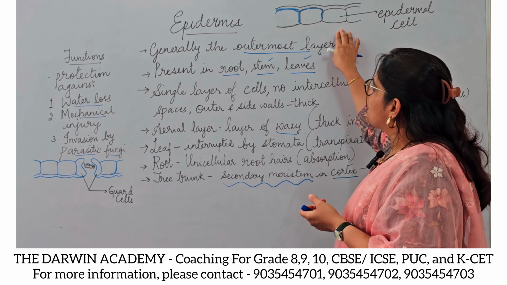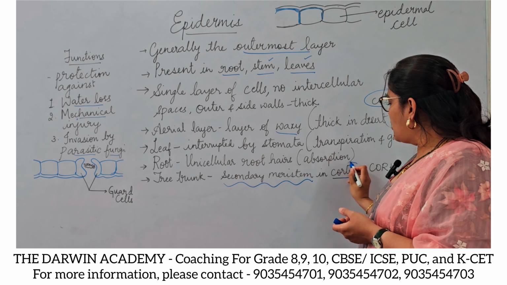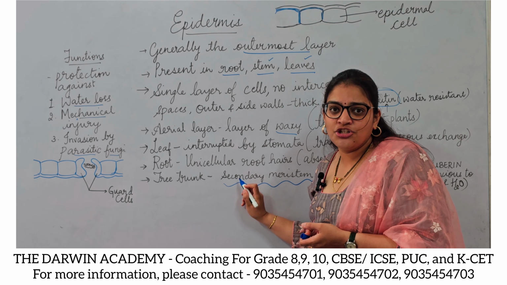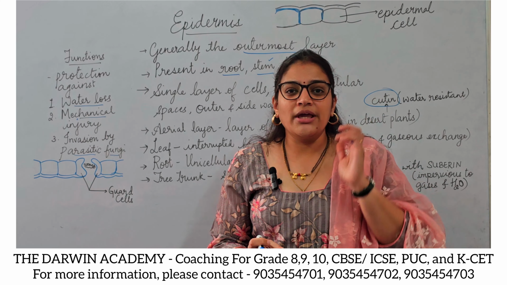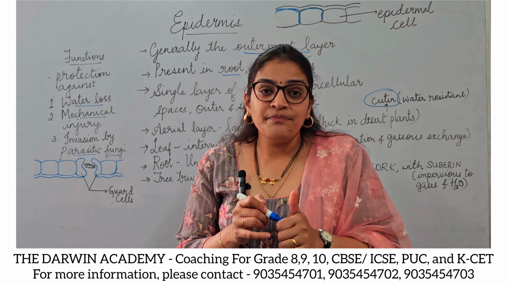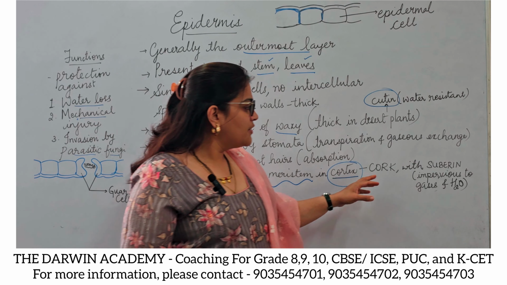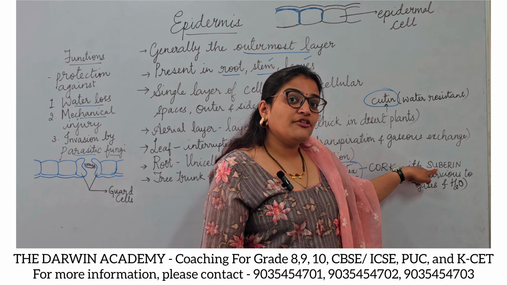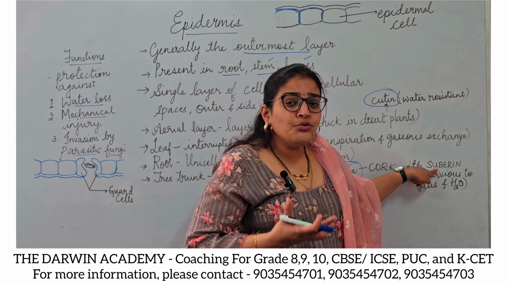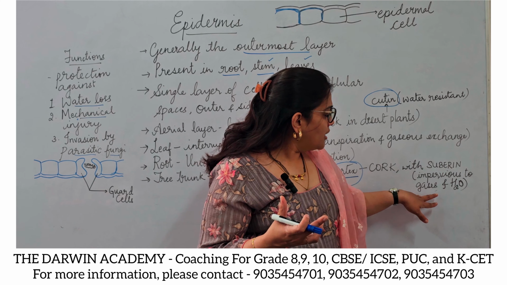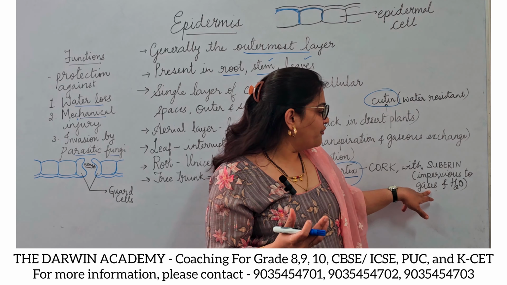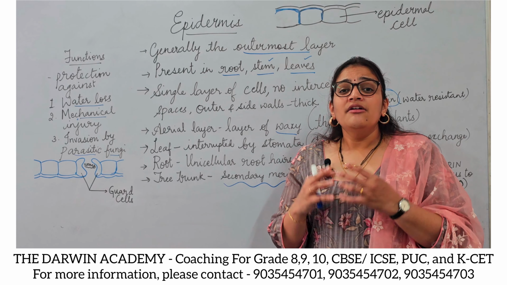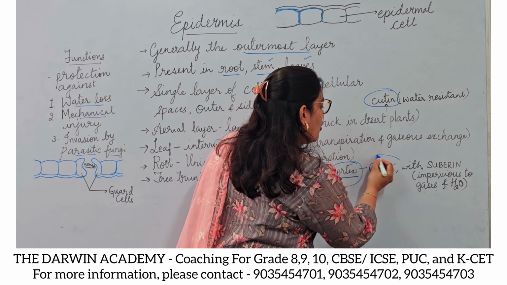The cells which are present just below the epidermis, that region is called the cortex. That cortex will have secondary meristematic tissues which will start dividing. These cells will have a layer of some substance called suberin. As a result of the presence of suberin, this new layer of cells will not allow easy escape of gas and water into and out of the tree trunk. We call this layer cork.